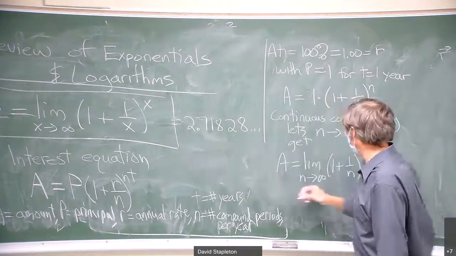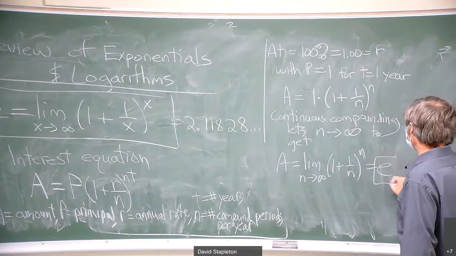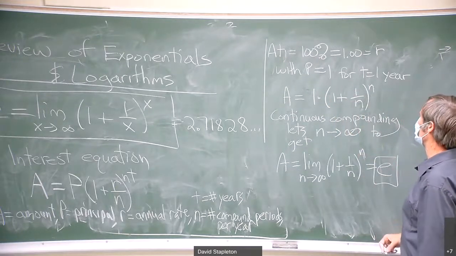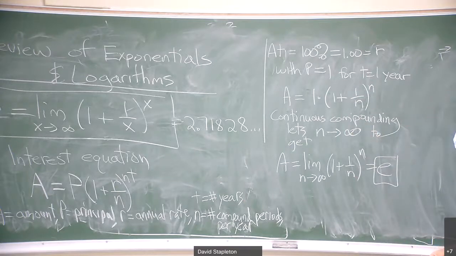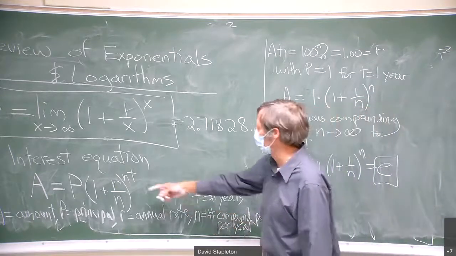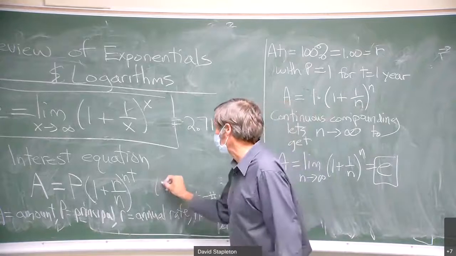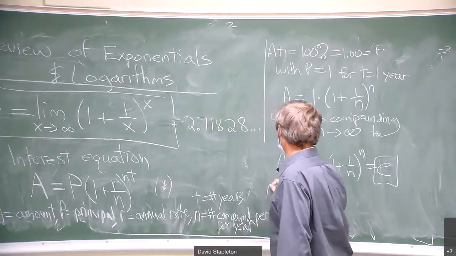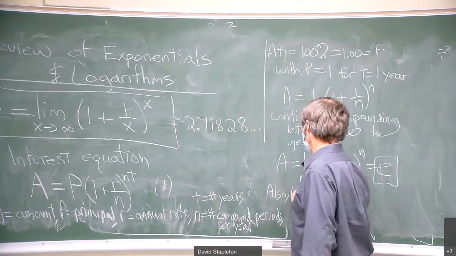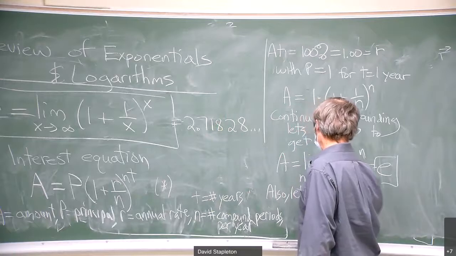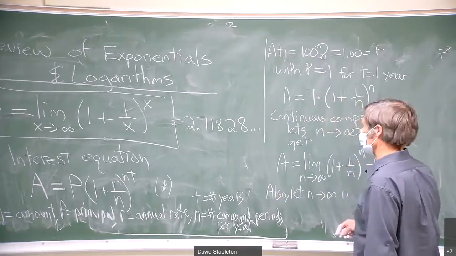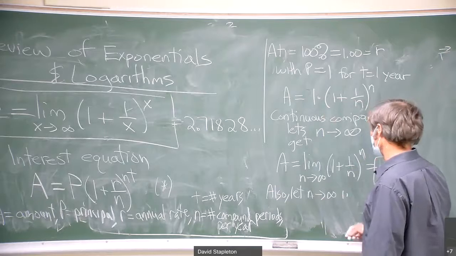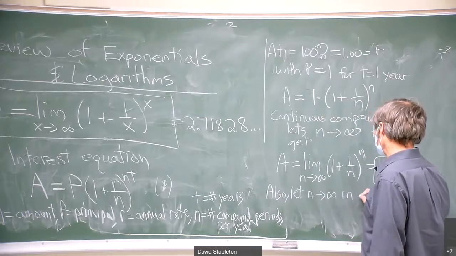Yeah, it's e. That's the definition of e. If you invest $1 at 100% for 1 year with continuous compounding, you'll get e dollars back. And in fact, more generally, if you use this formula, if you call that star, also let n go to infinity in star, leaving t and P arbitrary. So you can invest whatever you want, P, and you can get whatever interest rate you want, r.